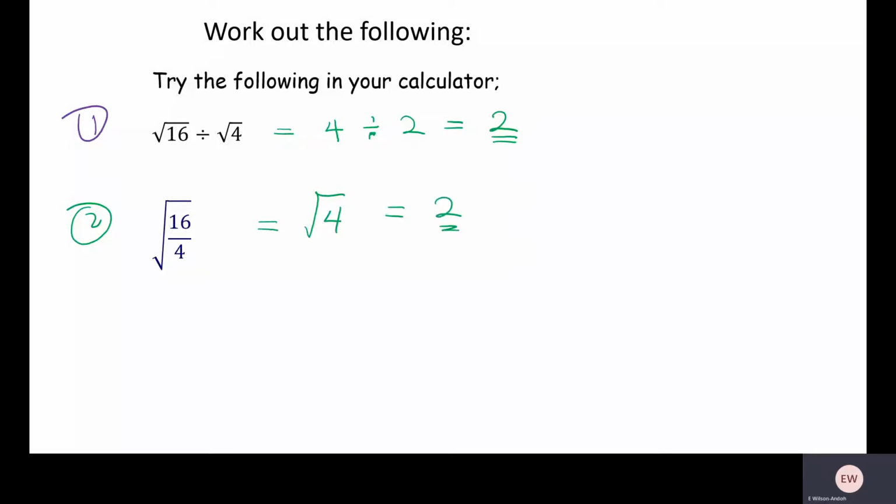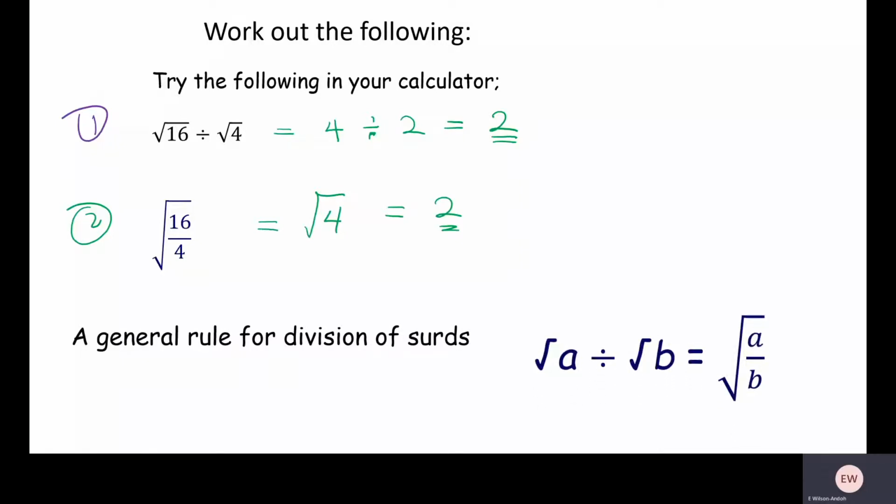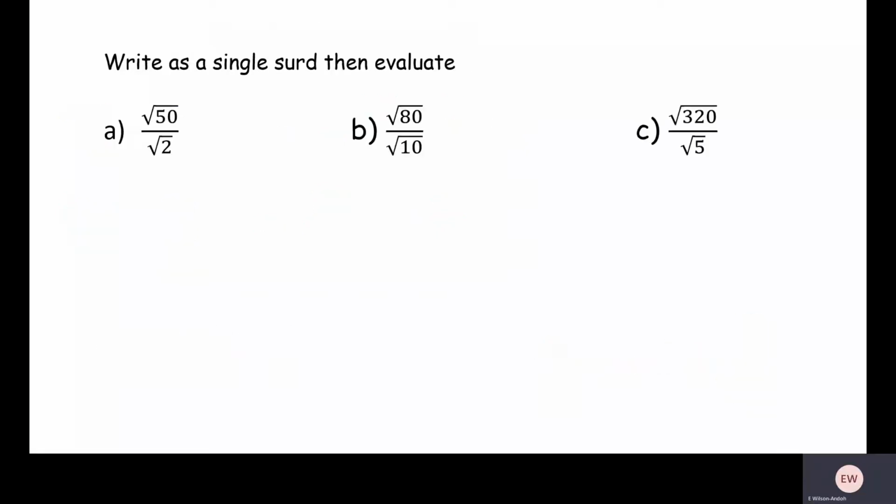And if you check the two answers, you realize that both answers are the same. So this brings us to the general rule for division of surds, which says that root A divided by root B is equal to A over B, all in a square root. So let's look at how we can apply this rule to solve some problems.